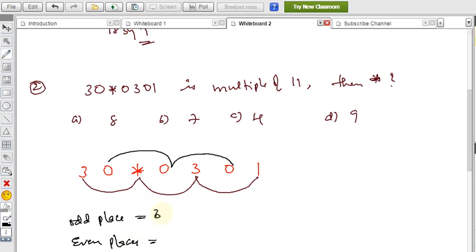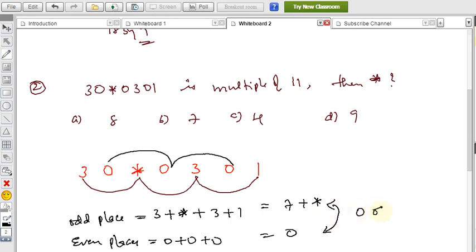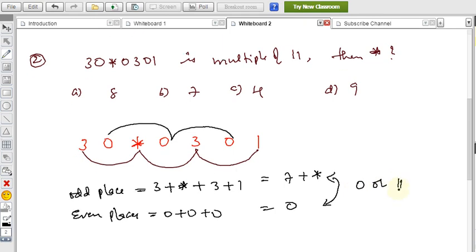So the odd places are 3 plus star plus again 3 plus 1. This is 0 plus 0 plus 0. That is 3 plus 3 is 6, 7 plus some star is there, this is 0, but the difference should be 0 or 11. These differences should be either 0 or 11. So in the place of star you should keep 4, because the sum should be 11. 0 there is no chance because the number is already there.